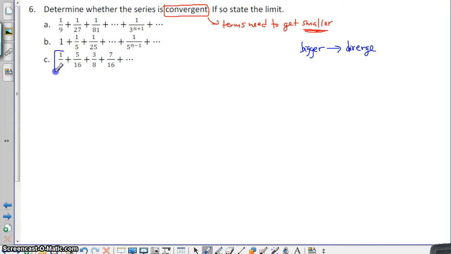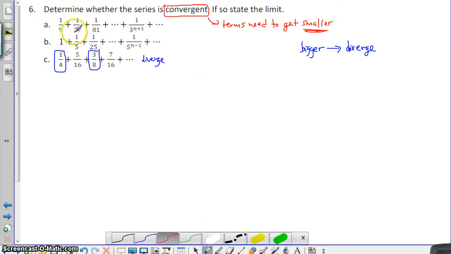If I look at the first one, the first term is 1/4, and it goes to 5/16, 3/8, 7/16. Just looking at 1/4 and 3/8, you can see that these terms are getting bigger. This is increasing. The next term you add is bigger than the previous term. So this is easily going to diverge. Pretty easy to see that.